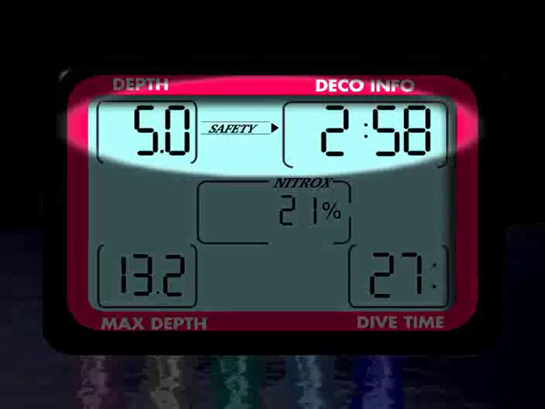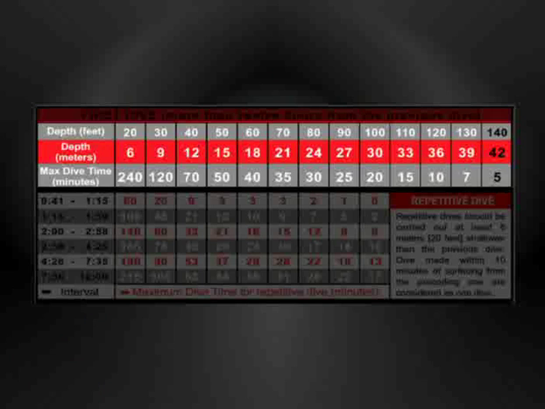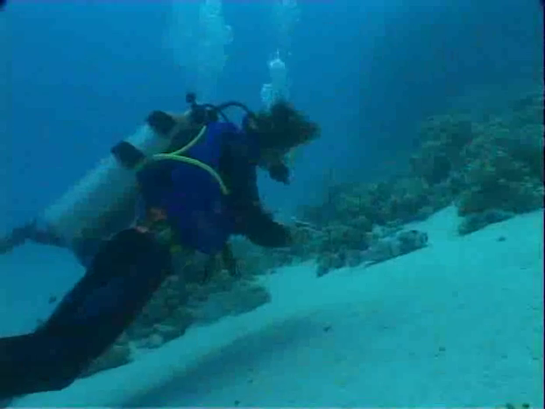Safety stops are also usually shown on computers. This stop also gives divers the opportunity of checking the dive tables to make sure that the depth and dive time have been respected. If everything has gone according to plan, it is enough to just complete the safety stop and come to the surface.